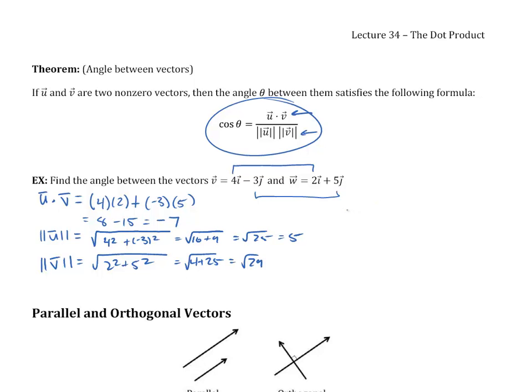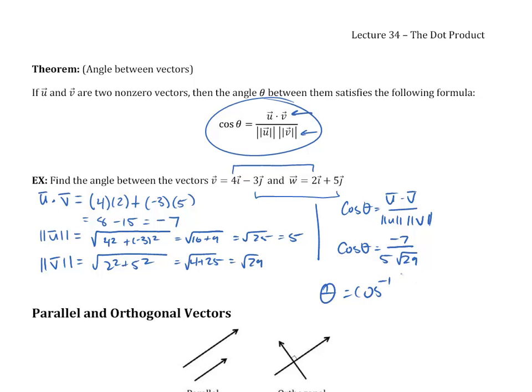So plug all that into this formula. Cosine of theta is equal to u dot v over the magnitude of u times the magnitude of v. So cosine of theta is negative 7 over 5 square roots of 29. So theta is going to be the cosine inverse of negative 7 over 5 square roots of 29.